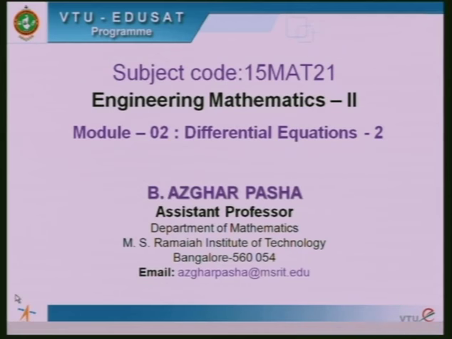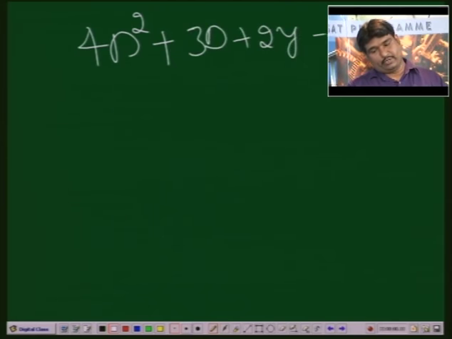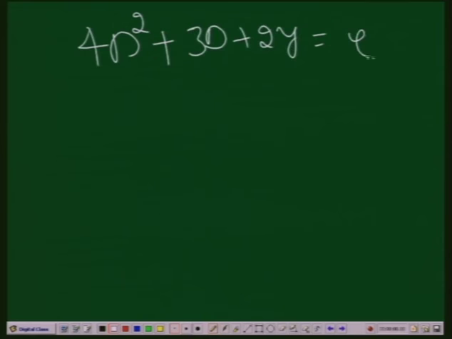As you know, if I have a linear differential equation of this type, 4D square plus 3D plus 2 of y equals to some function of x, maybe e to the power of 2x plus cos x, whatever it may be, where D indicates derivative with respect to independent variable x. Solution of this, of course I am talking about constant coefficients.